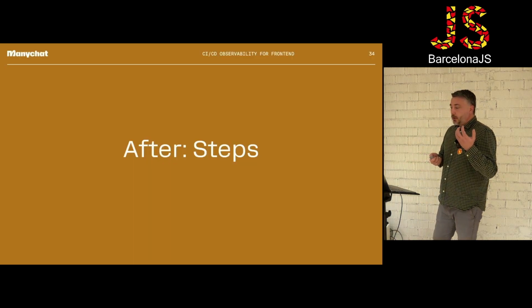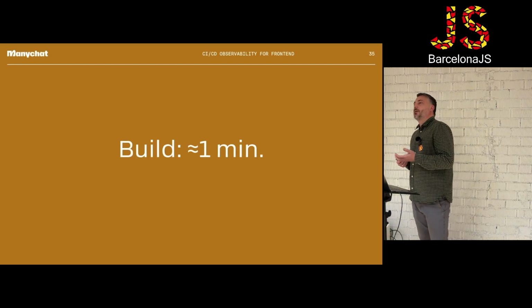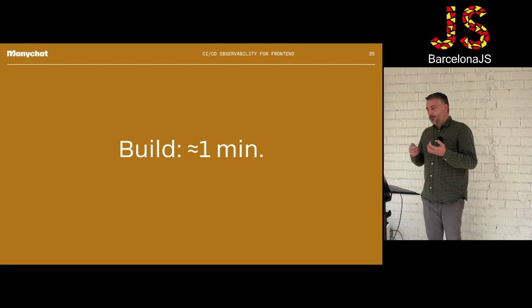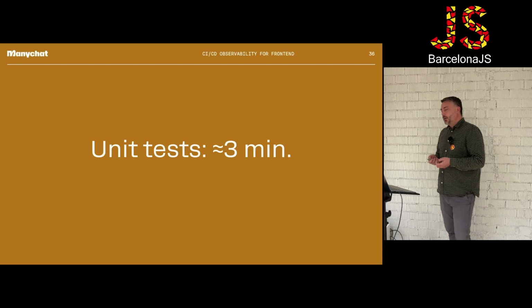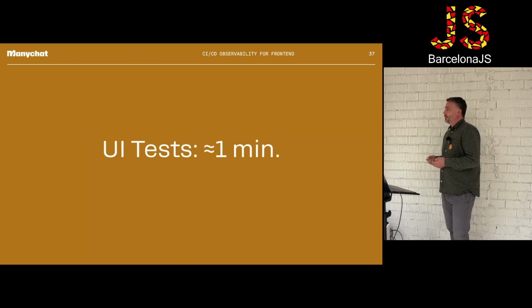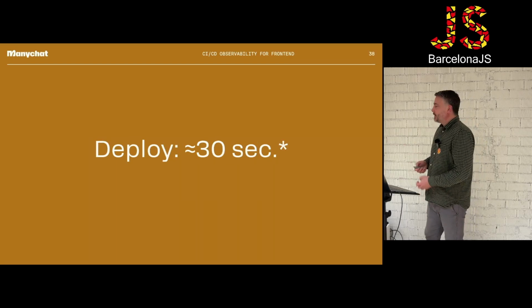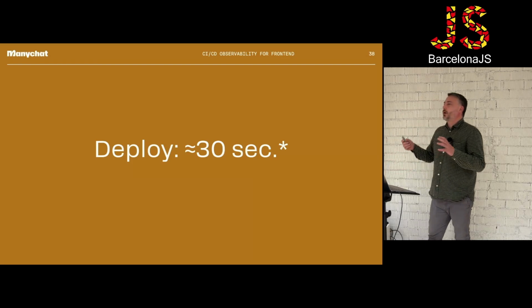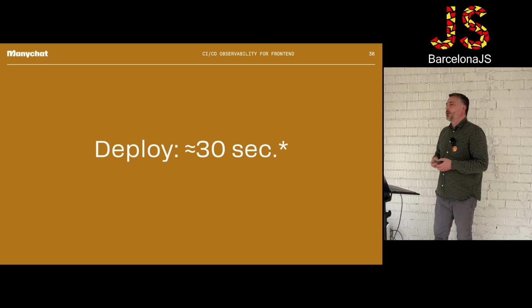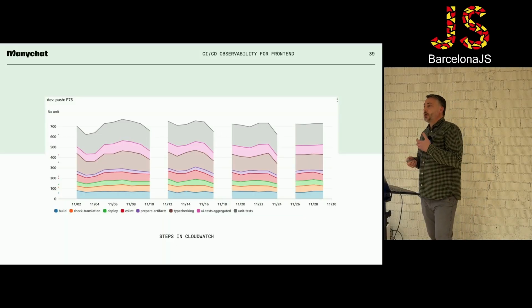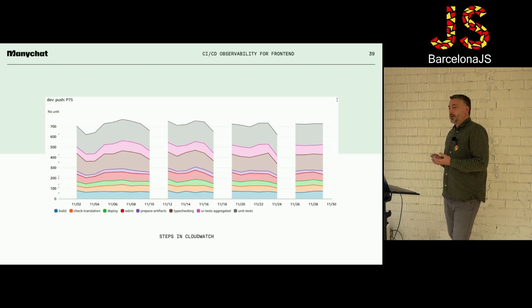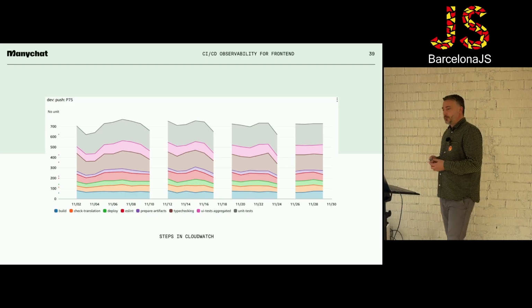And after this, our build step started to spend less time. It's 1 minute. Unit tests, as you may see, used to take something like 3 minutes or near. And UI tests take only 1 minute. And of course, deploy is about 30 seconds, but it's not our part. We just prepare our resources to deploy, and most of the deploy is done by our infrastructure guys. And of course, we set up monitoring of these steps, and we see it dynamically, and we can understand what's going on if something goes wrong.